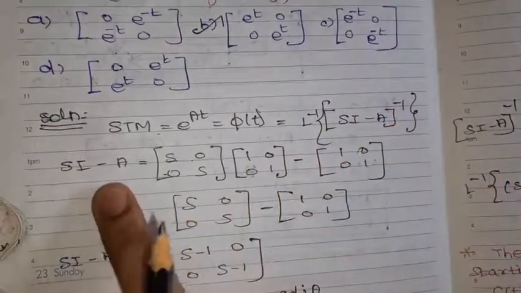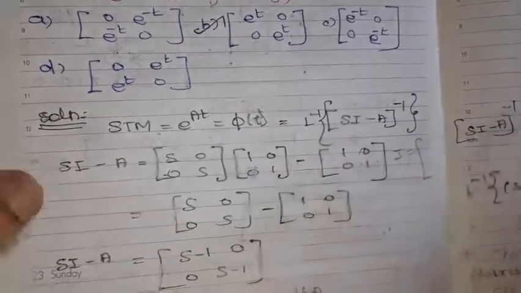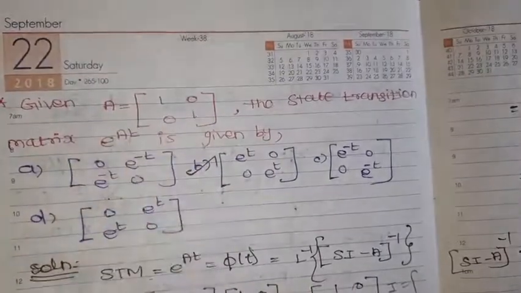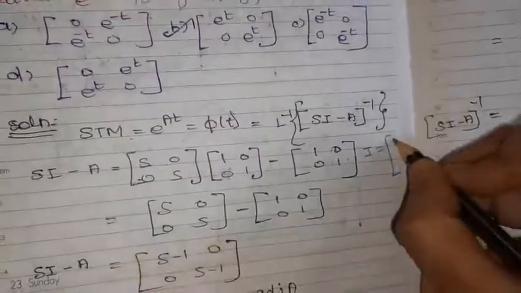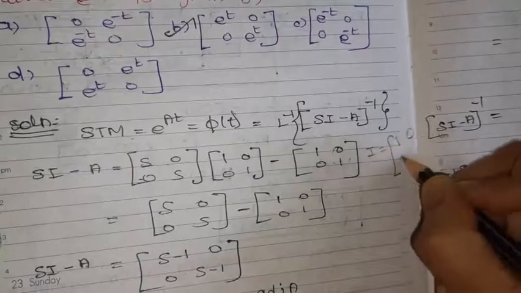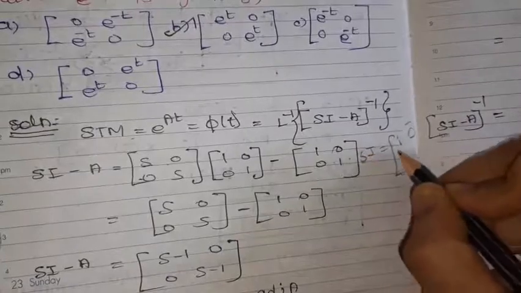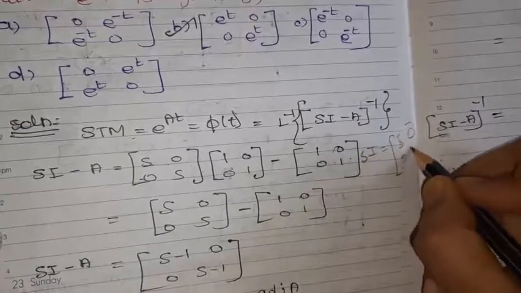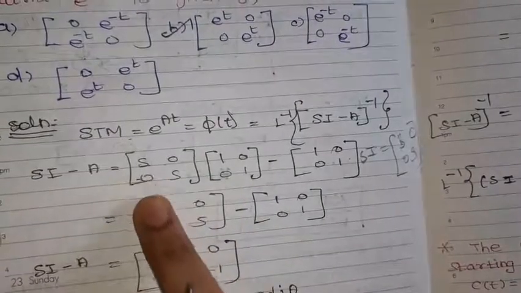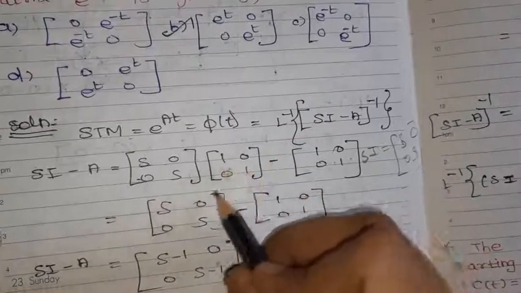So what is I actually? I is a unity matrix. So the given matrix is 2 cross 2. A is also given as 1 0 0 1, a 2 cross 2 matrix now. So I is also a unity matrix. What is a unit matrix? 1 0 0 1. Okay. This is I. What is sI? Just multiply each and every element with s. So this is sI matrix. So s into 1 0 0 1 gives s 0 0 s.